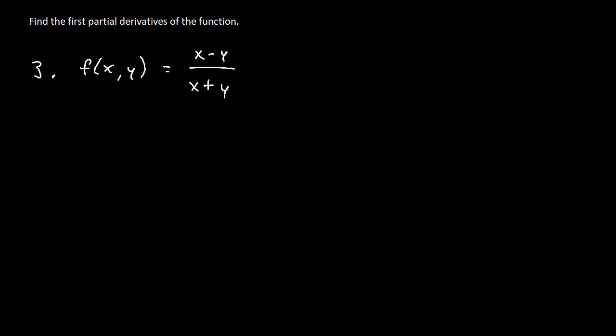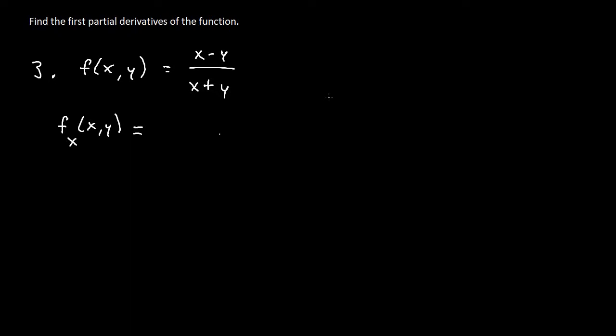So now for number 3, we have f of x y equals x minus y over x plus y. So let's go ahead and first find the partial derivative of f with respect to x. So f sub x. Now that is going to equal, well, notice since x is the variable that we differentiate, it is both in the numerator and the denominator, and so we must use the quotient rule.